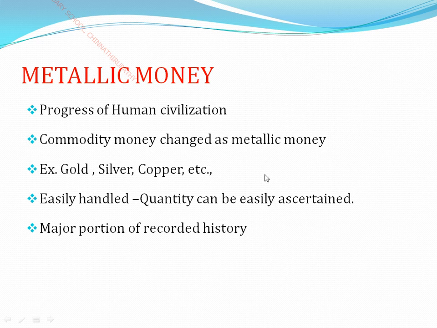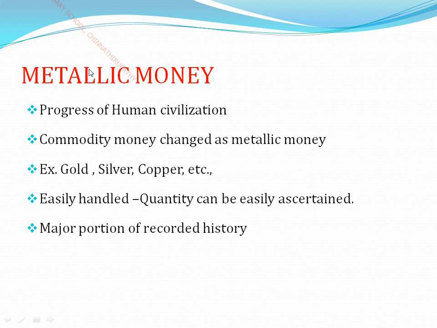Okay, yes, it is called metallic money. See the example: gold, silver, copper coins, which were all followed in our ancient India too by our native rulers. They are easily handled, and the quantity can be easily ascertained. Okay children, ascertained means we can definitely find something out. And the major portion of it was recorded and given through history.